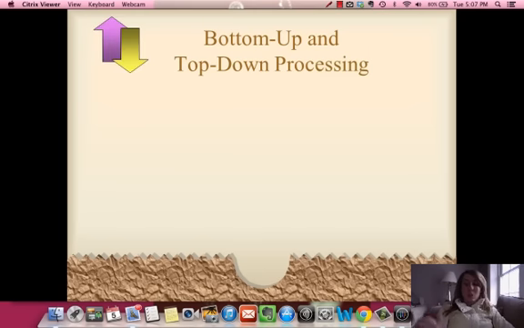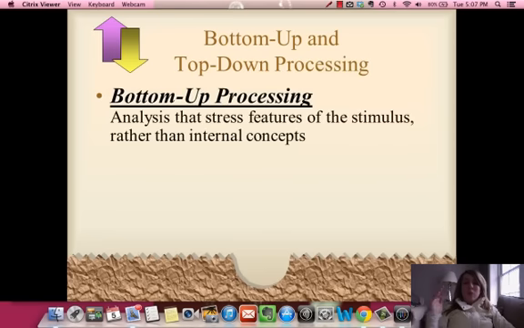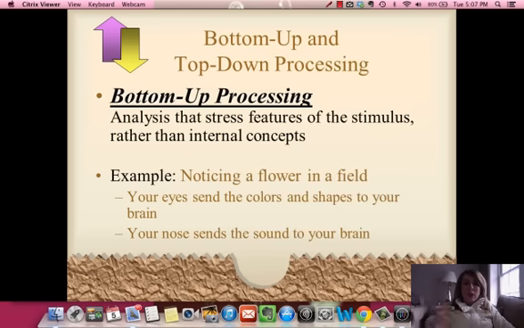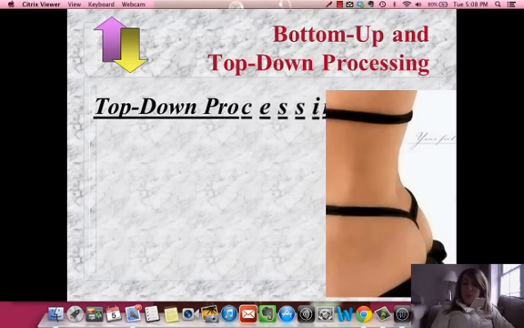We've already talked about this a little bit in the very first one, but I just want to go over it again because it's very important to understand. When you talk about sensation, you're using bottom-up processing. This is when your analysis of your world looks at all of the features rather than the internal concept. For example, if you were looking at a flower in a field, you would look at the color and the shape, and the nose sends the smell to your brain, not the sound, right? All of those little things go up to your brain, and your brain says, oh, that's a flower, or, oh, I'm in a field of flowers. So you look at all the little individual parts, and it starts from the bottom and then gets processed up in the brain. This is very different than top-down.